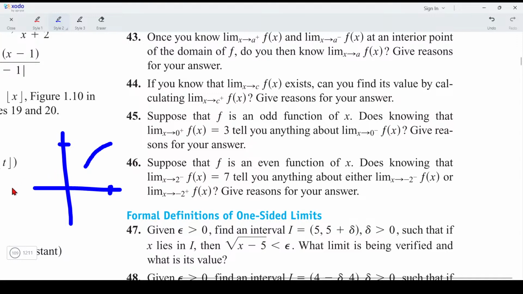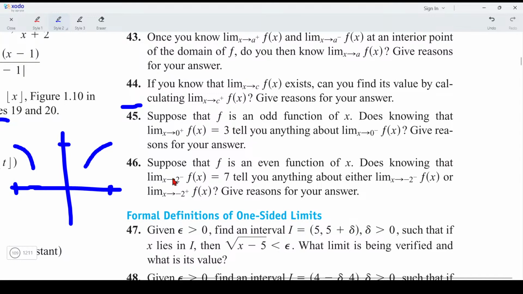Now what does this mean? An even function is symmetric about the y-axis, right? So if this is symmetric, it should look something like this at minus 2. The other side of it, it could be something like this. We don't know exactly what this is on the right side of 2, because we are given only the left side of 2. We know only the right side of minus 2. We don't know about the left side of minus 2. The left side of minus 2 corresponds to the right side of plus 2 because it is an even function.